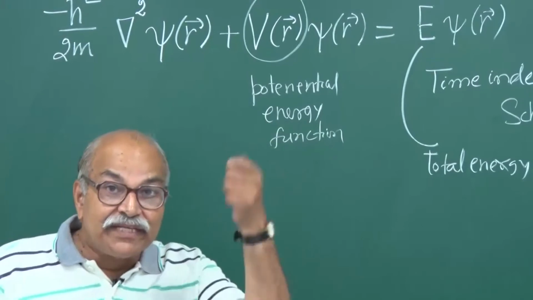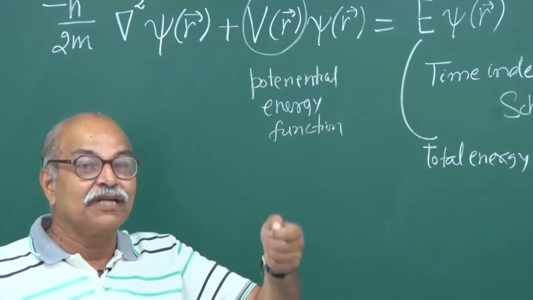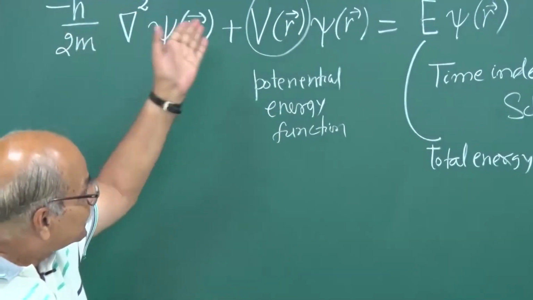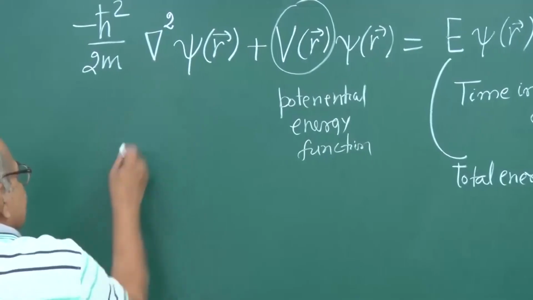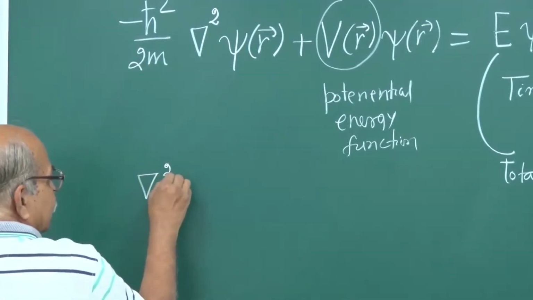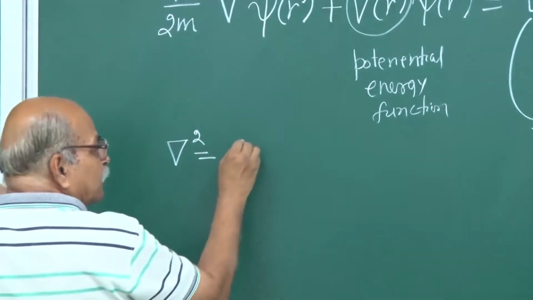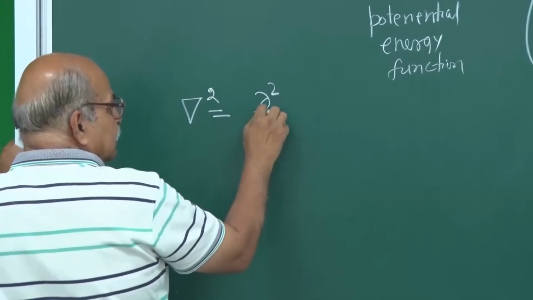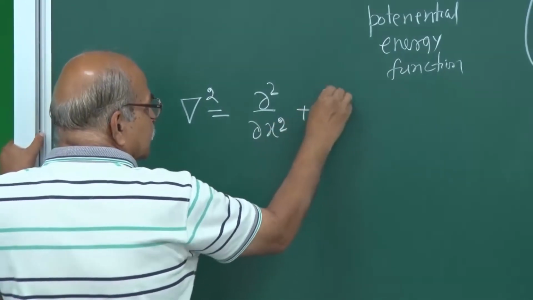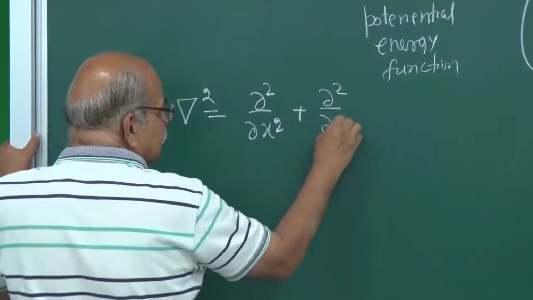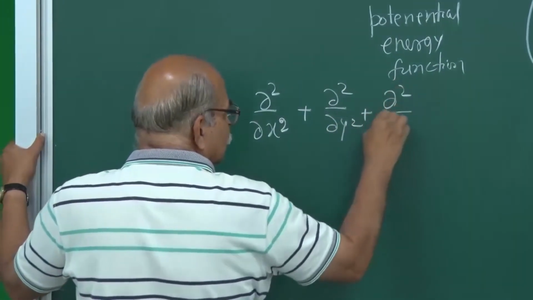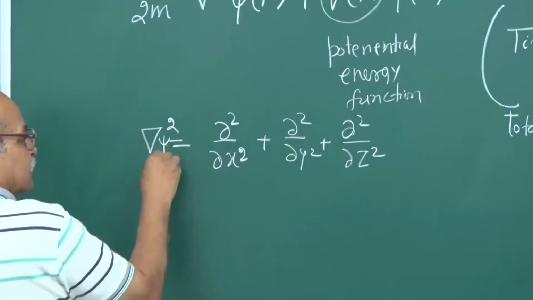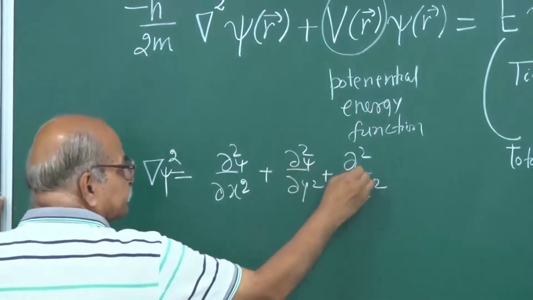And where is that quantization, n equal to 1, 2, 3? How will it be quantized? It will be quantized by this equation itself. So first let me tell what this del square is. Del square, if I am using Cartesian coordinates, is written with partial differentiation: del 2 by del x square plus del 2 by del y square plus del 2 by del z square. And if you put psi in front of it, del square of psi, that means this.